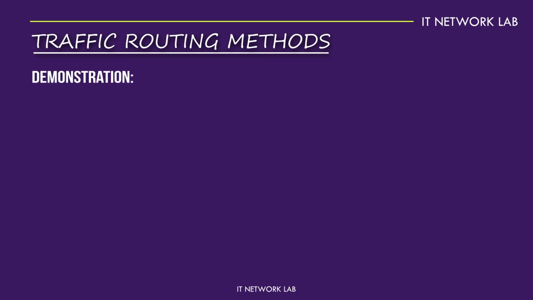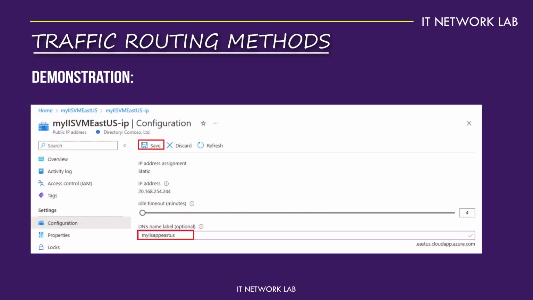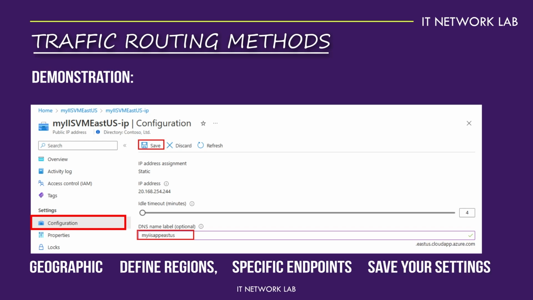Demonstration. To implement geographic routing, go to your Traffic Manager profile in the Azure portal and select Configuration. Choose Geographic as the routing method, define geographic regions, and associate them with specific endpoints. Save the settings to start routing traffic geographically.